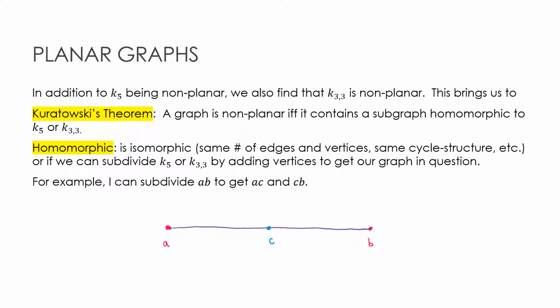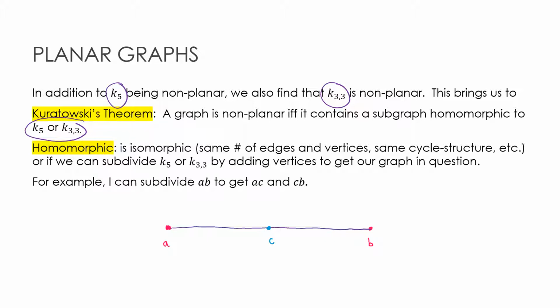What we find is, in addition to K5 and on being nonplanar, that K3,3 and on are also nonplanar. And that brings us to Kuratowski's theorem. Kuratowski essentially says that a graph is nonplanar if and only if it contains a subgraph homeomorphic to K5 or to K3,3. So we've talked about isomorphic.